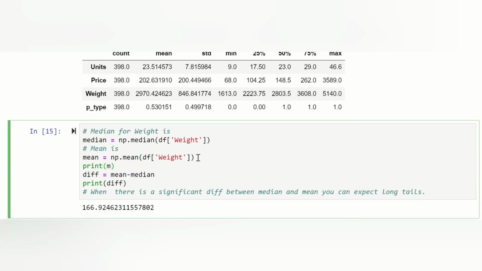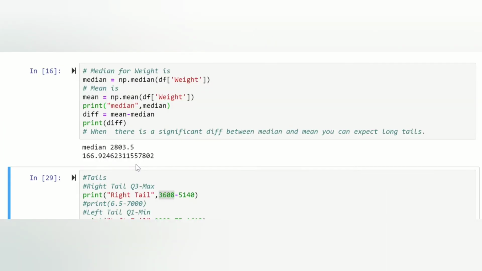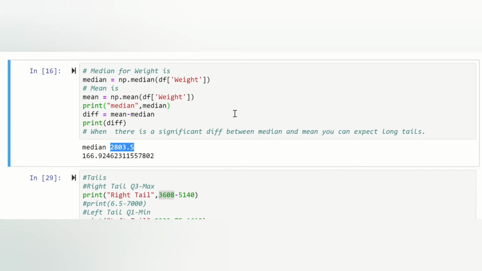If you were to visualize this manually, let me print this. Let me print the median as well, so that you can tally it through the statistic summary as well. Let me print it. Now you can see here the median is 2803.5 and the difference is 166.92. So when there is a significant difference between median and mean, you can expect long tails in the distribution. That is one point to note.